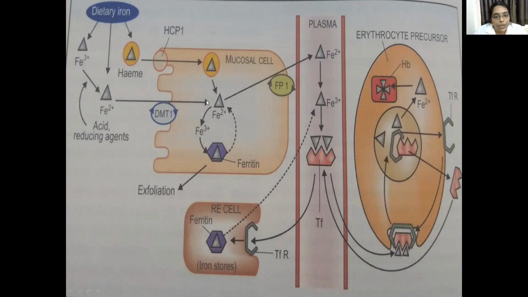Then after being absorbed into the mucosal cell, the ferrous form of iron and the iron that comes from the heme, both are transported across the basolateral membrane of the mucosal cell into the plasma through a transporter called ferroportin Fp1. Now there is something called mucosal cell block, because the mucosal cell prevents the excess absorption of iron into the body. So the iron that is absorbed in the mucosal cell is either utilized, or it is stored in the form of ferritin in combination with apoferritin.